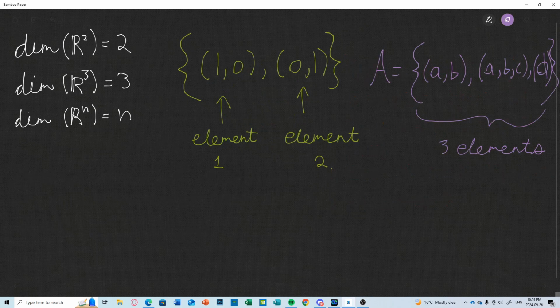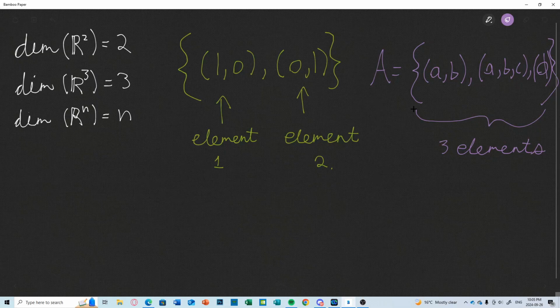Alright, so if we have our vector spaces of R squared, R cubed, and Rn, our dimension is just going to be whatever the power is. So for R squared, our dimension is going to be 2, meaning that we'll have two elements like we have here. But for Rn, we have n elements.